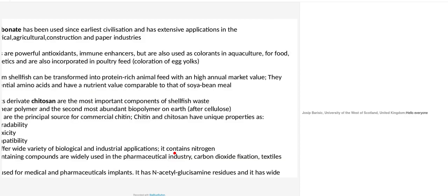To name just a few, I would emphasize the value of carotenoids as powerful antioxidants and immune enhancers, proteins with essential amino acids, and the nutrient value comparable to soybean. But the most valuable compounds from shellfish are chitin and chitosan, offering a wide variety of biological and industrial applications such as medical and pharmaceutical implants, tissue engineering, etc.